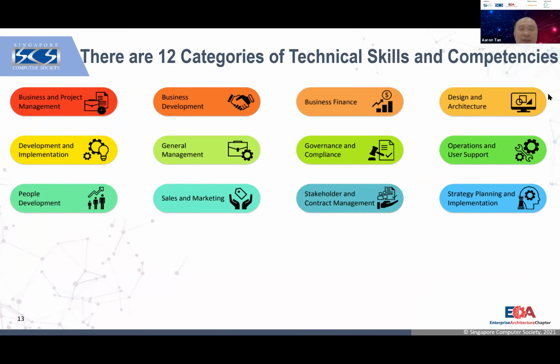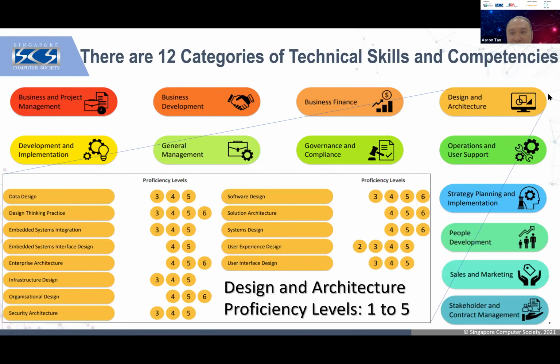So there are a lot of requirements for ICT professionals, especially architects, to master. For instance, in the context of design and architecture, there are requirements in terms of the proficiency level, in terms of data, design thinking, etc. I'm not going through it in detail, because you can download this few hundred pages document to understand, and adopt it. In fact, you can work with your human resource team to formalize your architecture job scope, and also the ranking, and also the proficiency level.